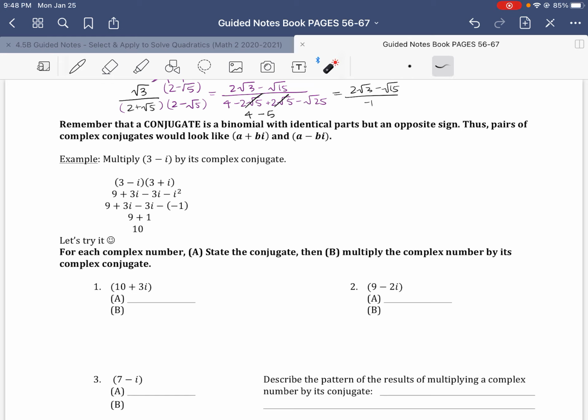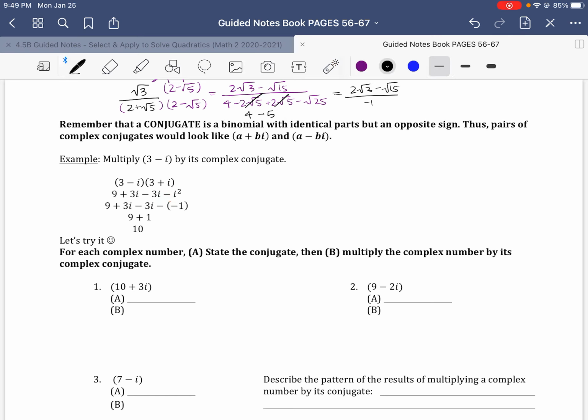Same thing applies when we take a complex number. Complex numbers always have a conjugate. So if 3 minus i is my complex number, its conjugate would be 3 plus i. So it's going to be the same binomial, but again with the opposite sign. And when you multiply a number by its complex conjugate, notice when we FOIL this out, we get 3 times 3 is 9. 3 times i is 3i. Negative 3i, when we multiply the negative i times 3, and negative i times i is negative i squared.